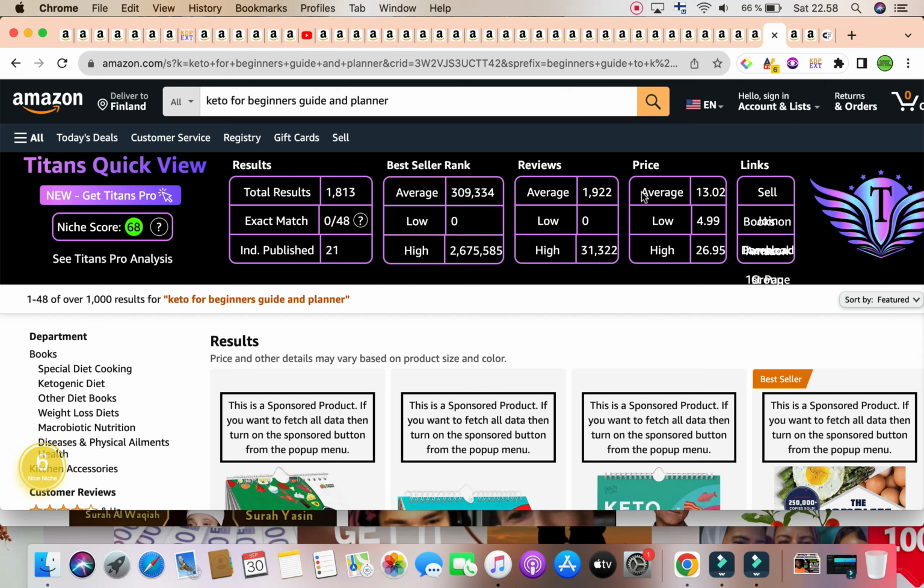Really good keyword. You can also niche down according to, then again, whether you want it to be for men, for women, for students, according to, you know, stay-at-home moms, for seniors as well. That would be an amazing way to niche down.